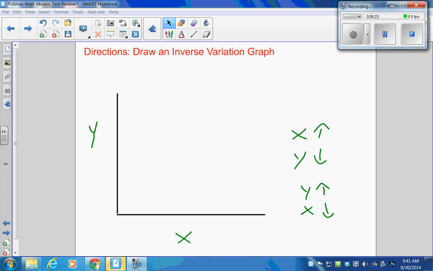So your inverse graph could look something like this. That would be an inverse linear if that was completely straight. Or you could have a nonlinear inverse, which means it goes down like that. So anything that goes down on your graph would work for an inverse variation.